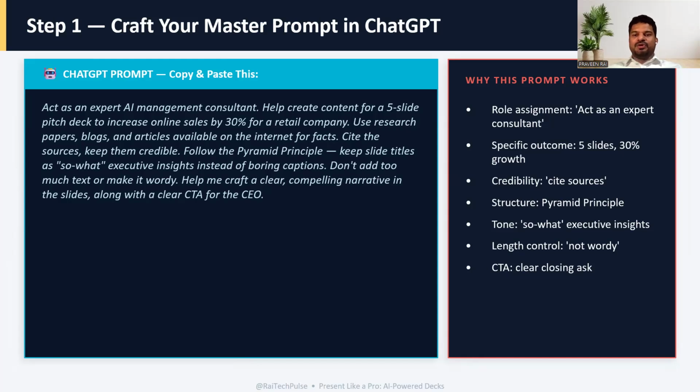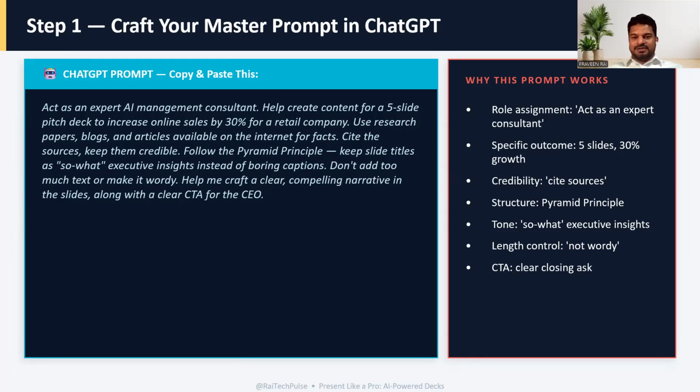This tells ChatGPT what persona to adopt. The quality of the output changes dramatically when you give it a role. The second thing is a specific outcome: 5 slides. It's crystal clear how many slides we need. Increase online sales by 30%. You are giving it a clear scope.